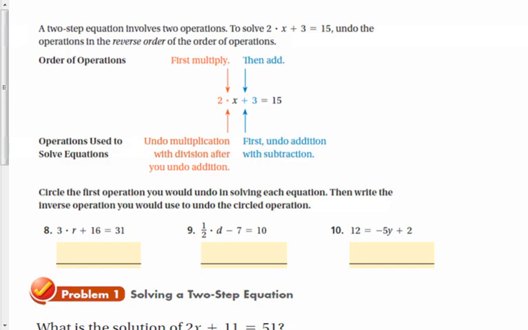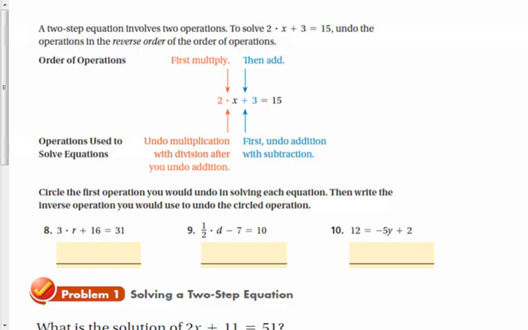All right, so we're going to learn how to do two-step equations. Here's a quick review of what you might want to do. The order of operations is important because when you work backwards to solve an equation, you want to reverse the order of operations. So keep that in mind.